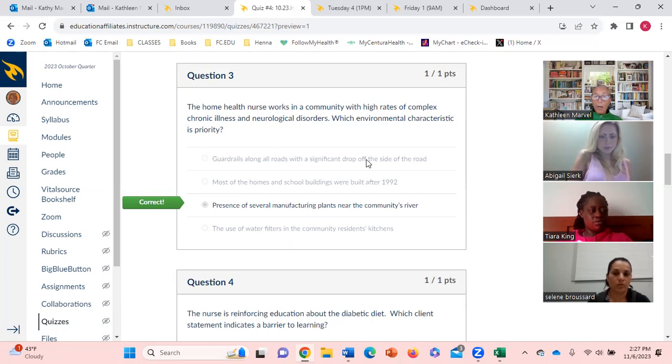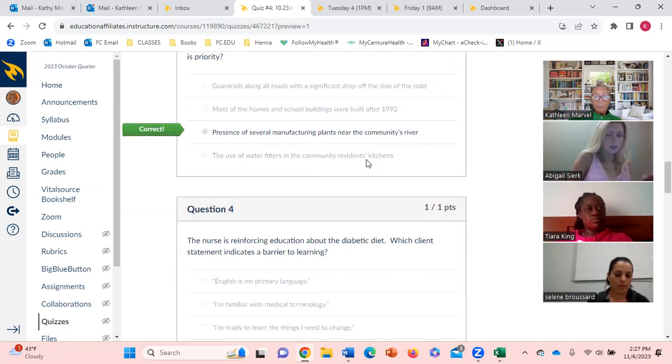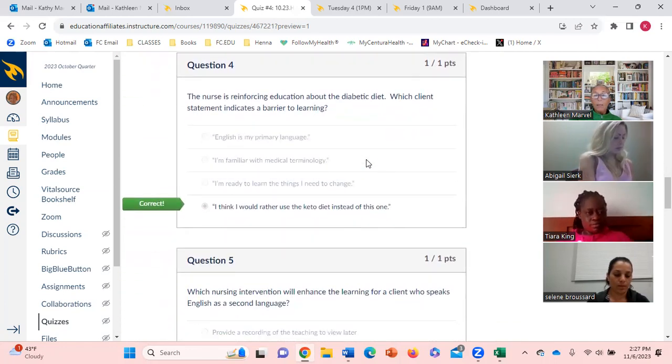But they're asking for a priority. So if you're living in a community that has several manufacturing plants near the community's river, there may be contamination. We'll get to this when we talk about the content, but we don't really think about all the environmental risk factors around us.